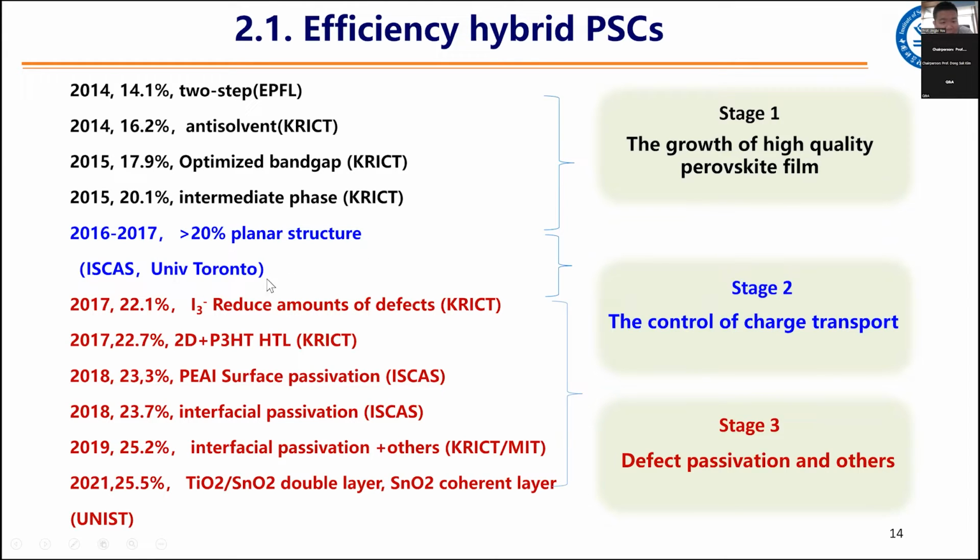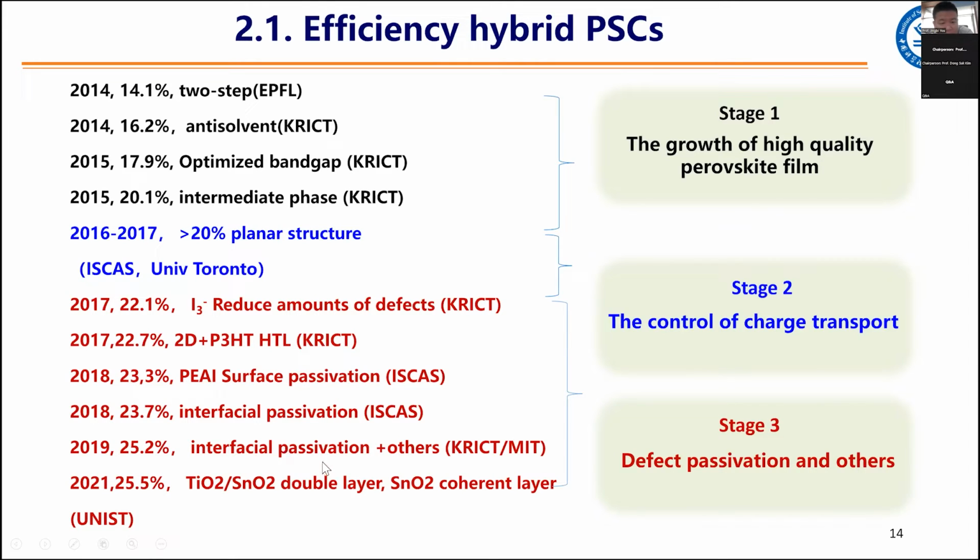And the second stage is the charge transport layer, the control of charge transport. Because this type of solar cell was initially designed from the dye-sensitized solar cell, with a mesoscopic structure, and also some charge transport problems. So how to control the charge transport is the second stage. And the third stage, I think, is defect passivation, and we have also done a lot of work in passivation.